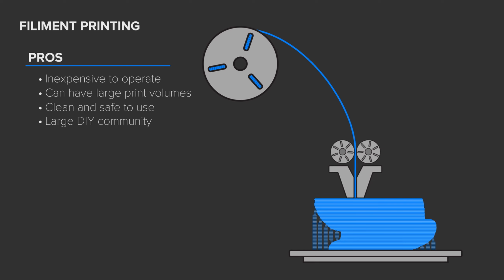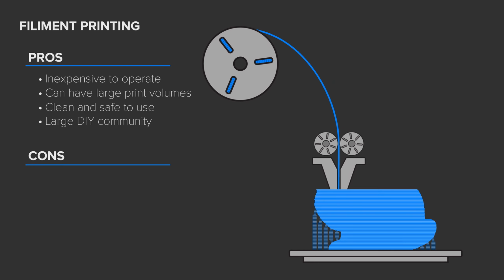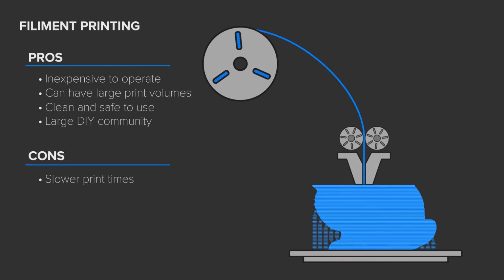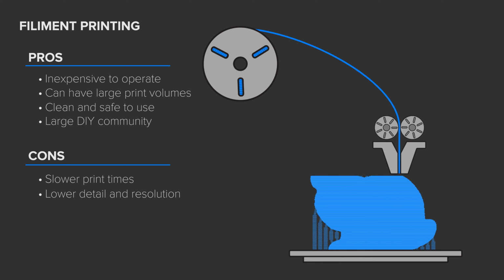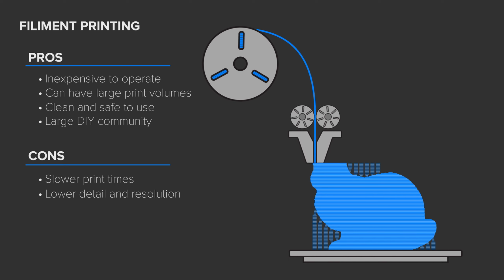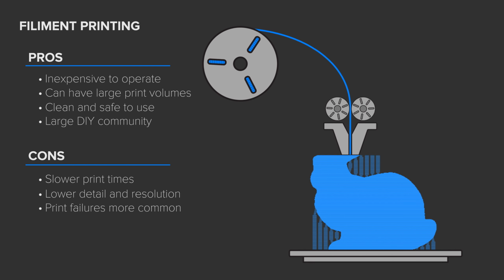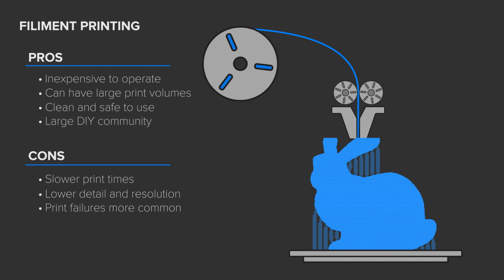FDM machines do have some drawbacks though. They have a comparatively slow print time, so getting a finished part can take a while. The print process is also mechanical in nature, so there's a limit to the Z-resolution or step height you can get out of an FDM machine. They're also generally more failure prone than the other 3D printing types. This is where a layer can detach during printing, requiring the whole process to start over.